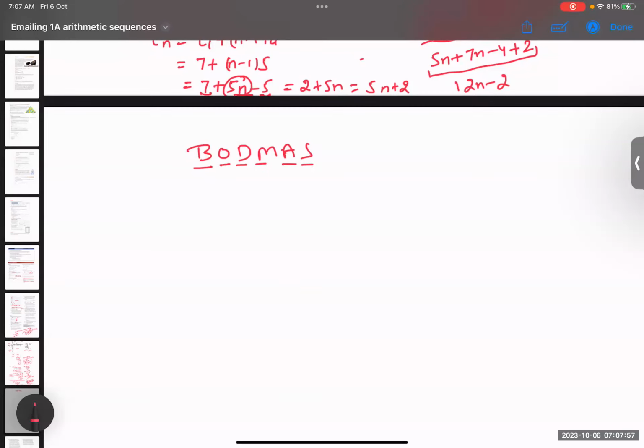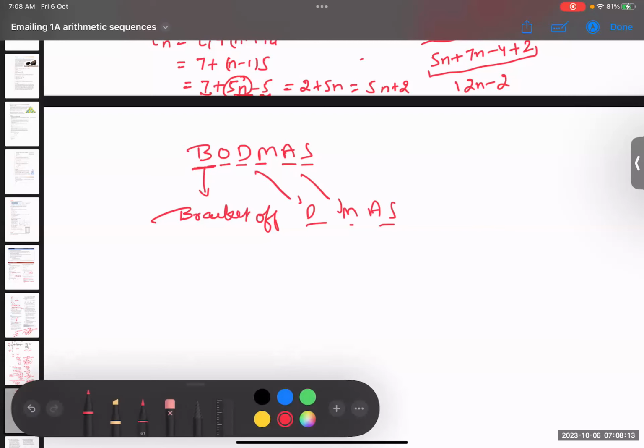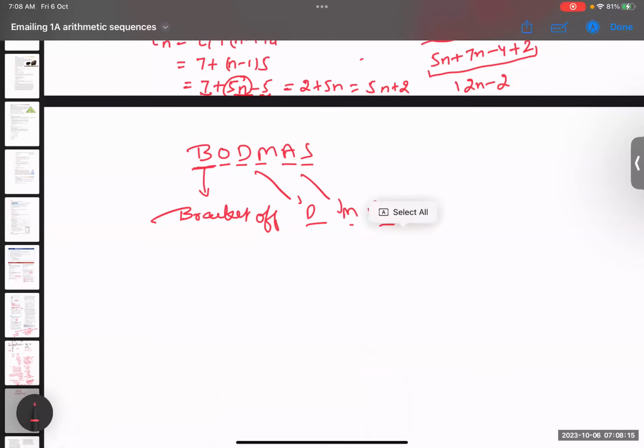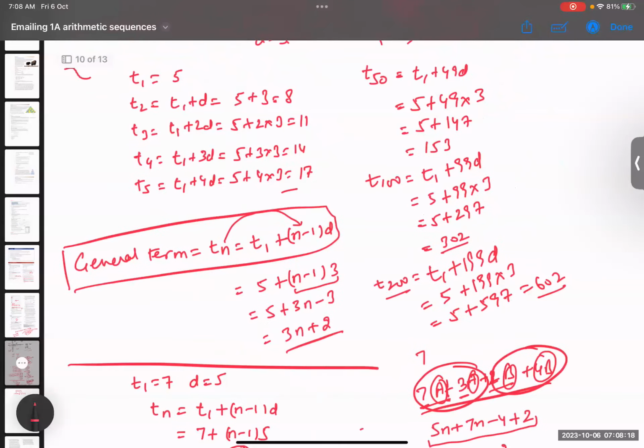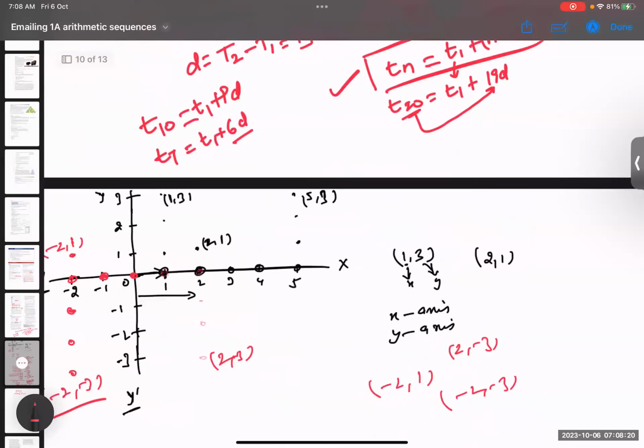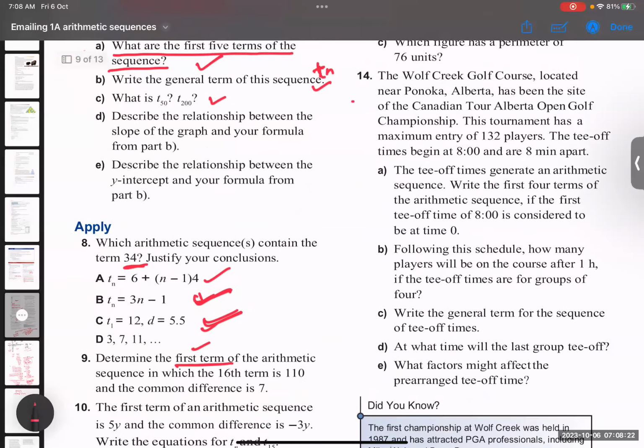What is the meaning of BODMAS? Brackets, exponents, division, multiplication, addition, and then subtraction. Is it clear? In Canada we don't do BODMAS, we do BEDMAS: within brackets, exponents, division, multiplication, addition, subtraction.